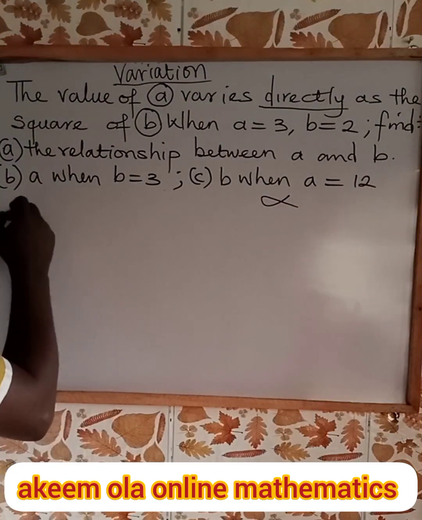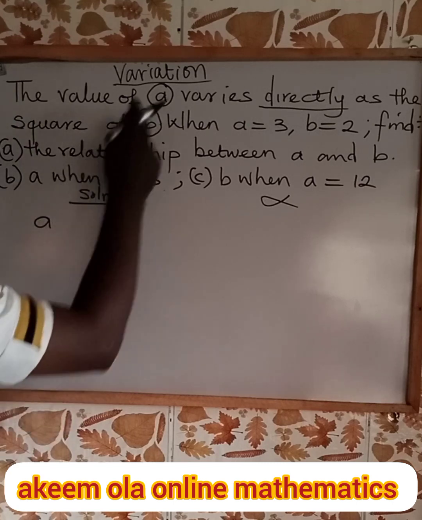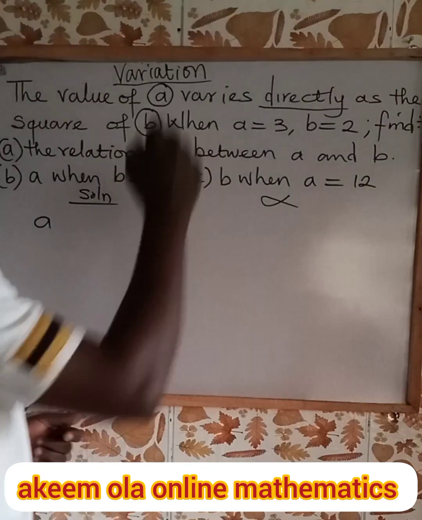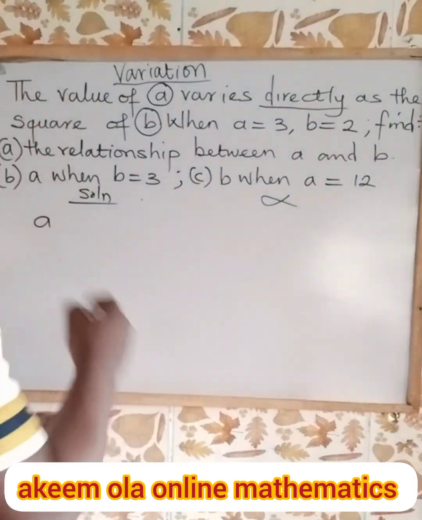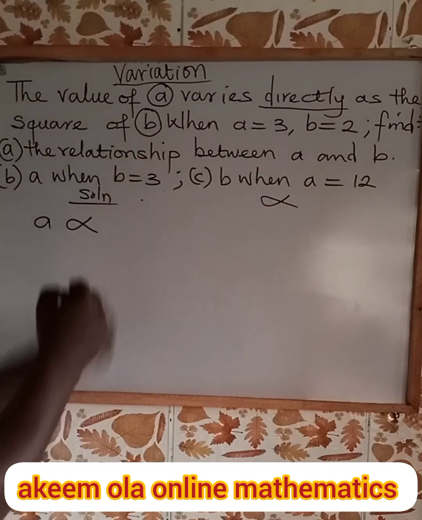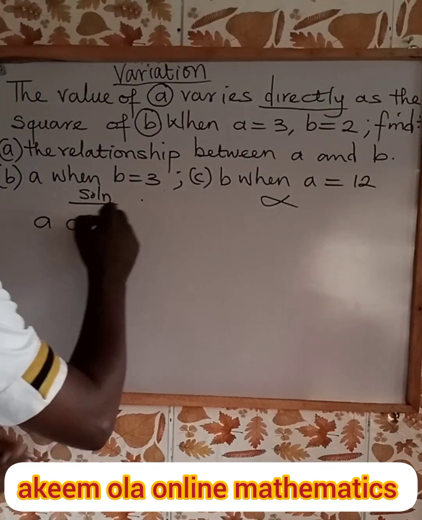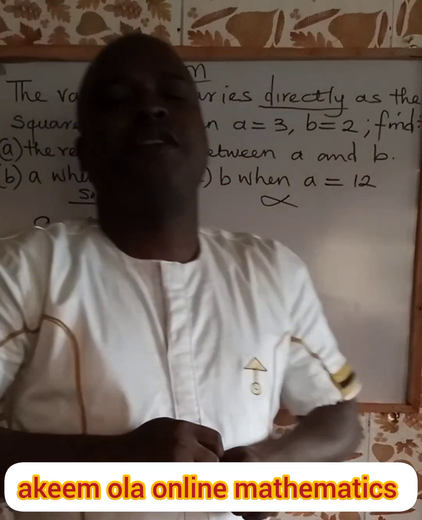I have the solution. A, as in this one, varies directly. That means I'm going to introduce my proportionality sign. That means we have A varies directly as the square of B. The square of B means I am going to square B.